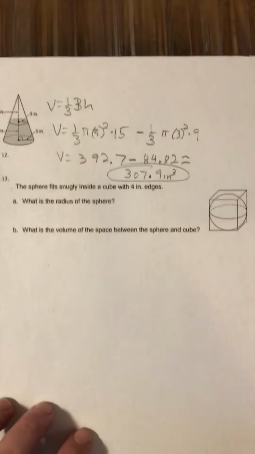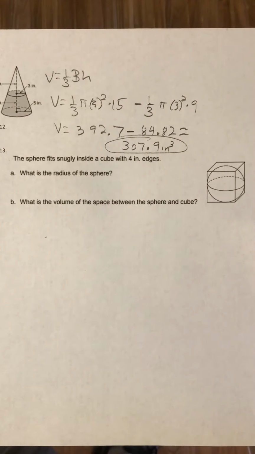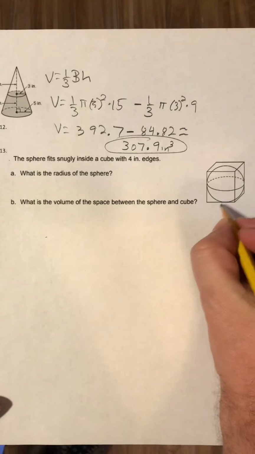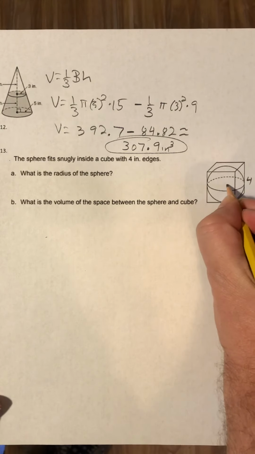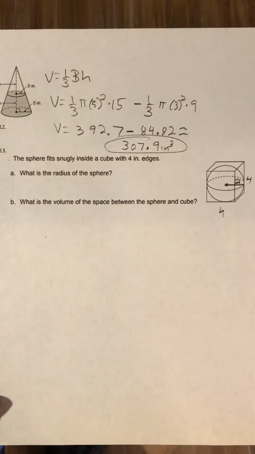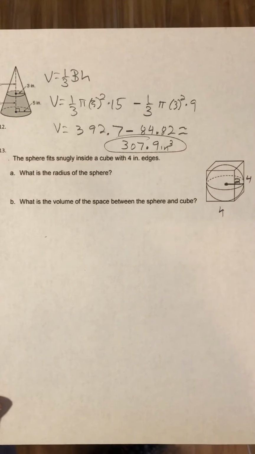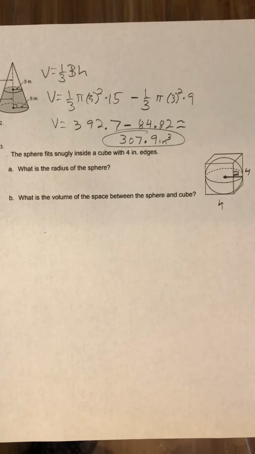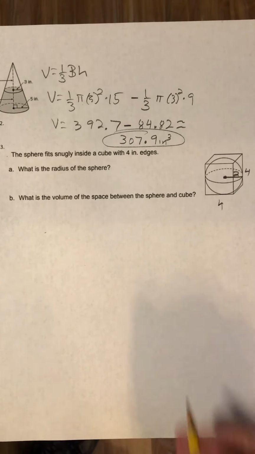Okay, this last one here, it says the sphere fits snugly inside of a cube with 4-inch edges. What is the radius of the sphere? Well, the radius of the sphere would be 2 inches. Okay, it'd be half the length of the diameter. The diameter would be 4. So, and then it asks the volume of the space between the sphere and the cube.